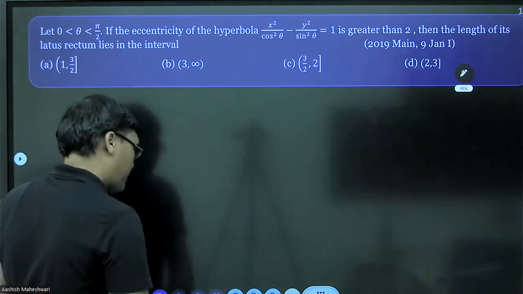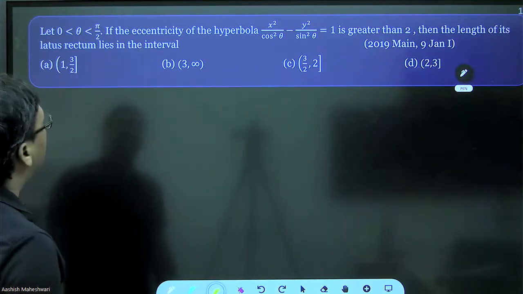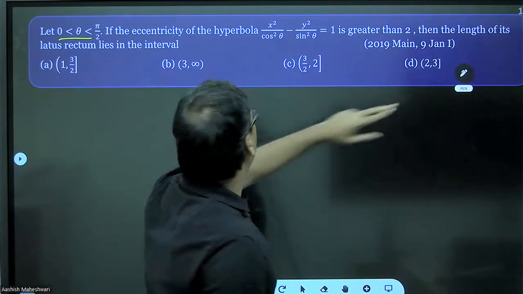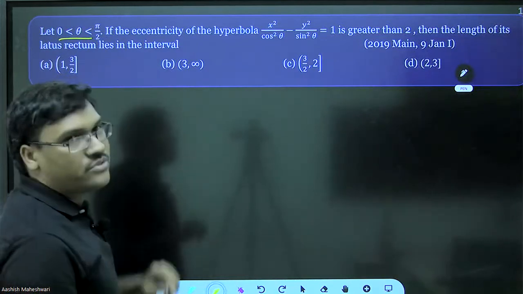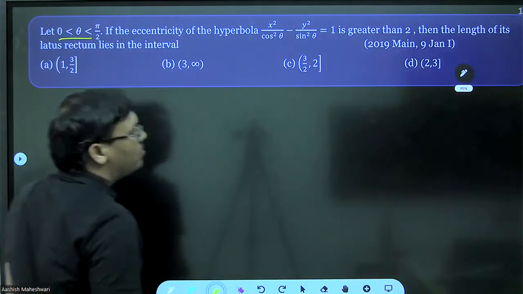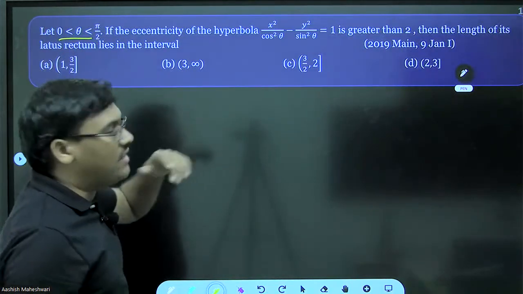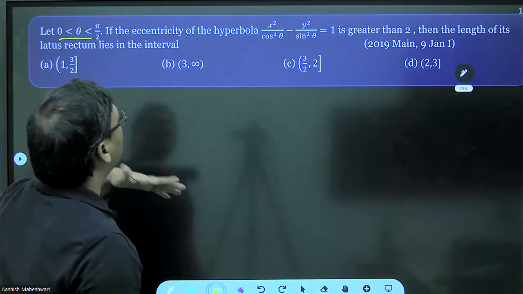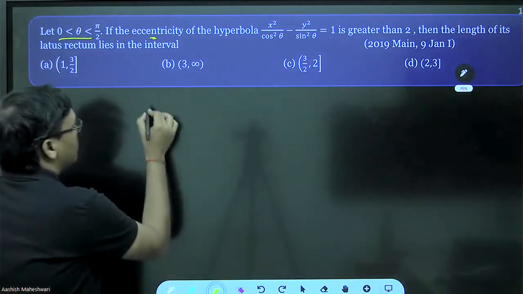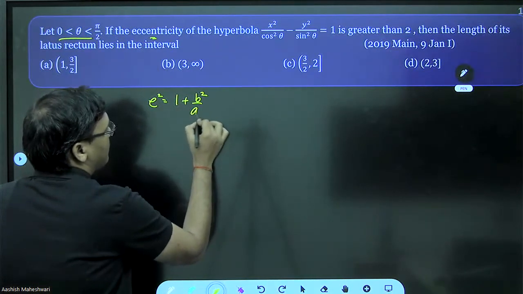Now next question, see. If theta is between 0 and pi by 2, and the eccentricity of this hyperbola is greater than 2, then the length of its latus rectum lies in the interval. So a little bit of trigonometry is involved here. Eccentricity of this hyperbola is greater than 2. So ultimately you have to find the range of the length of latus rectum. Now according to the information given, what results can we derive? Eccentricity is greater than 2. So what is E square for the hyperbola? This is 1 plus B square divided by A square.